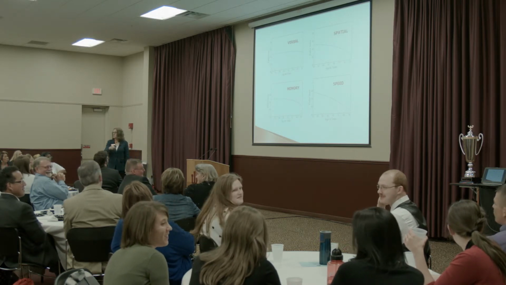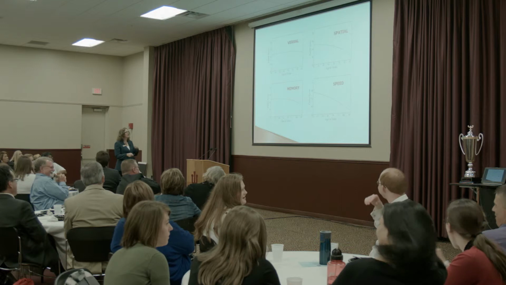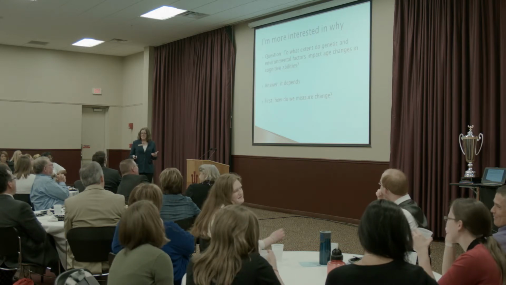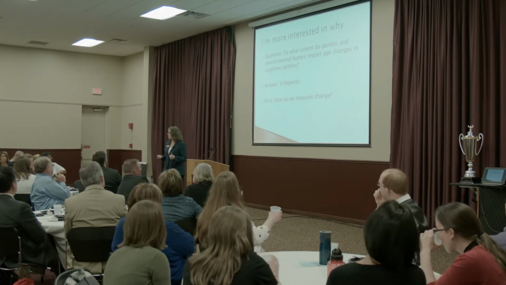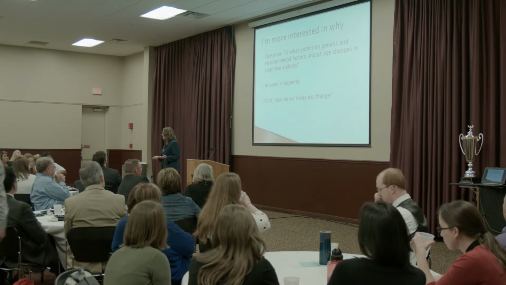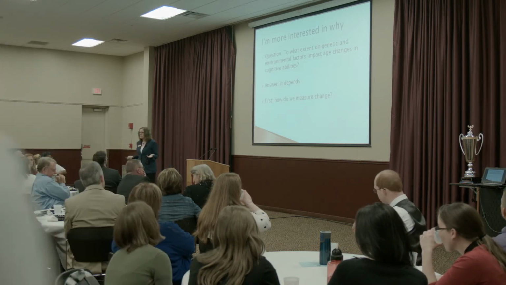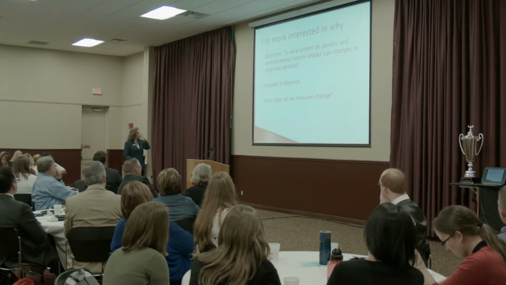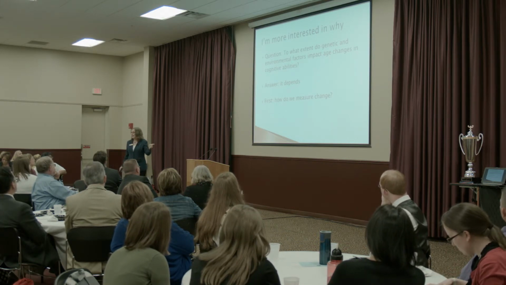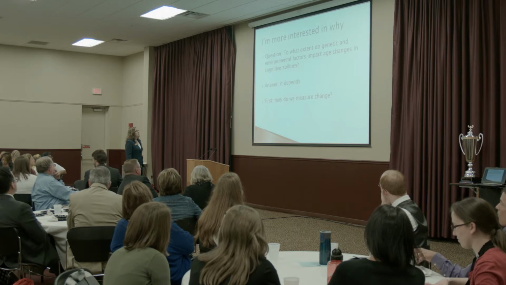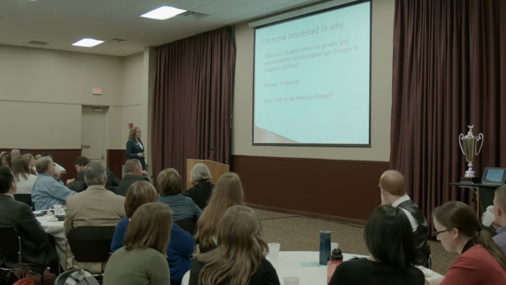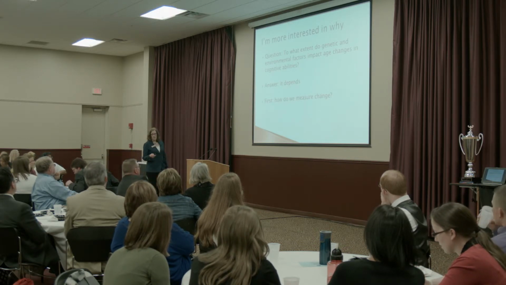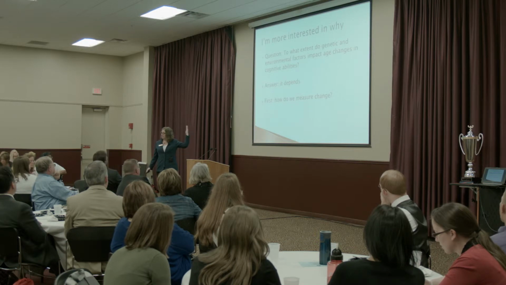So there's a very different answer depending on what trait you're looking at. But I'm less interested in what and more interested in why. Why are these changes occurring? That they occur is less interesting to me than why they occur, and can we do something about it? So to what extent do genetic and environmental factors impact these age changes in cognitive abilities? And the answer is, of course, it depends.